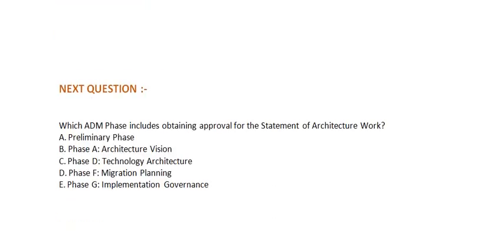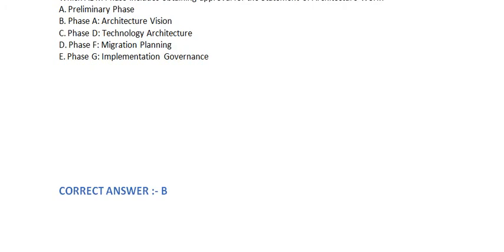Next question is, which ADM phase includes obtaining approval for the statement of architecture work? Option A, preliminary phase. Option B, Phase A, architecture vision. Option C, Phase D, technology architecture. Option D, Phase F, migration planning. And option E, Phase G, implementation governance. The correct answer is option B.